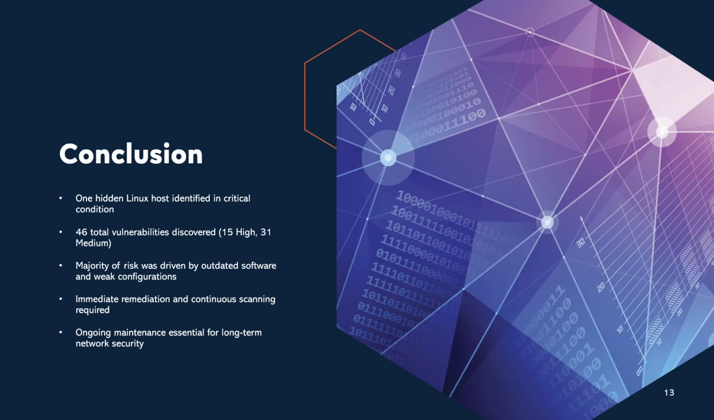So to wrap up, the assessment overall identified one Linux host in critical condition with 46 vulnerabilities in total. 15 were high, 31 were medium severity. The majority of risk came from outdated services and weak configurations that had not been maintained. By applying patches, hardening configurations, and maintaining a regular scan schedule, the host security posture can be significantly improved overall. I can easily see that even with simple updates, it can drop out of the severity range almost immediately. Continuous monitoring and documentation are key to keeping this secure long term.